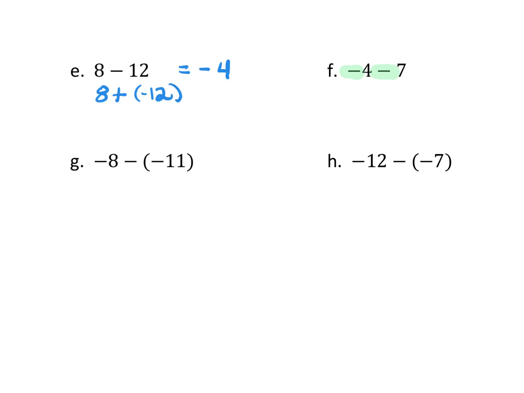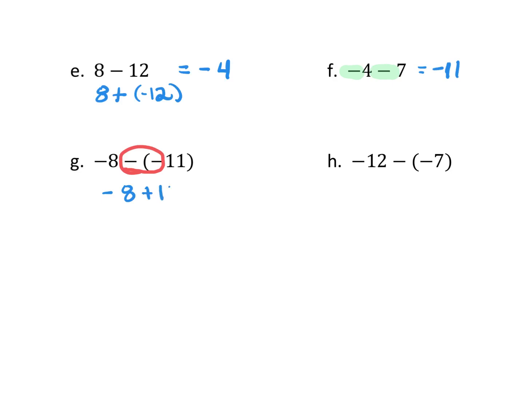Because we have same signs, we said negative 4 and negative 7, we are going to add and keep the sign. And so our final answer is going to be negative 11. All right, example G and H, these are the ones that we do want to change to an addition problem. When we see negative 8 minus negative 11, we want to rewrite minus negative 11 as a plus.